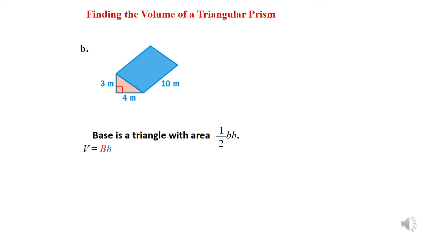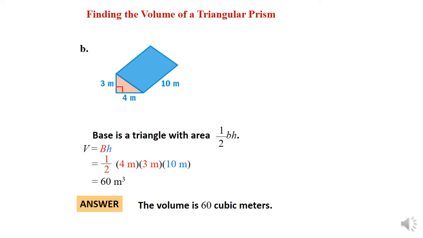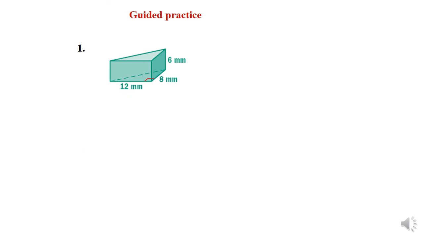The volume of the prism is the area of the base times the height. Substituting in the area of the base and the height of 10 meters, we can see we have a volume of 60 meters cubed. Regardless of the shape of the base, any prism has a volume of the area of the base times the height. Let's look at this triangular prism.